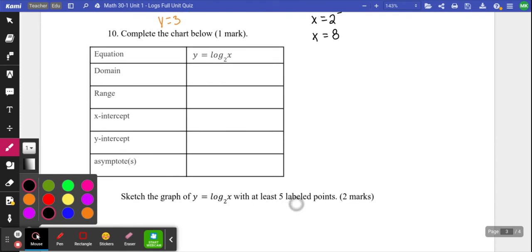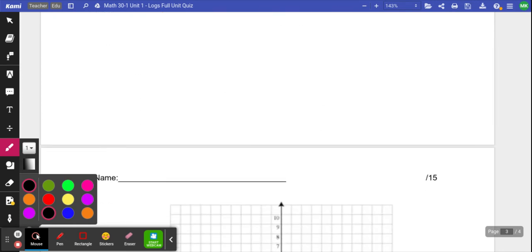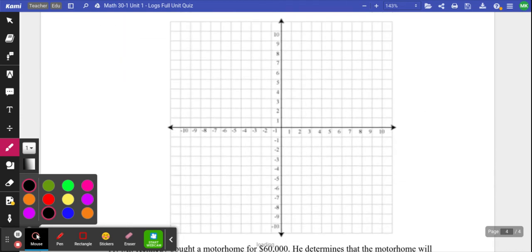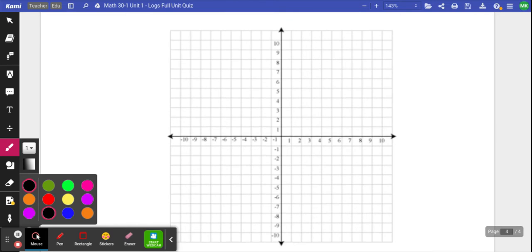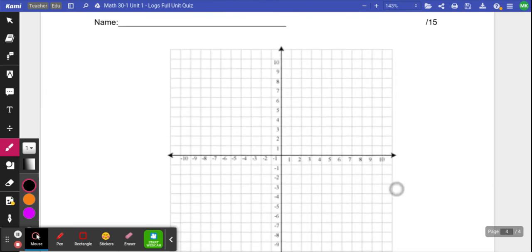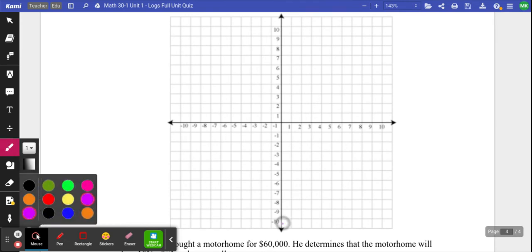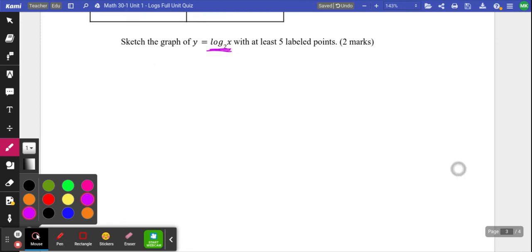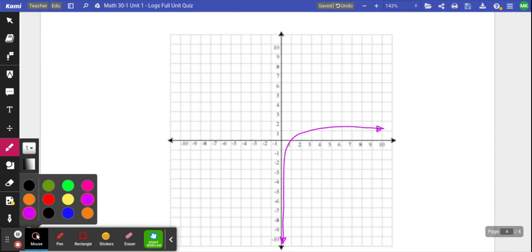Fantastic. Okay, graphing. So we're going to graph this thing and then complete the chart. We're going to graph it first with at least 5 labeled points. Okay, so your graph should look somewhat like this. The reason I know it looks like that is because it's a log graph, it's log 2 of x. But we need it to be detailed. So detailed means you need at least 5 points.